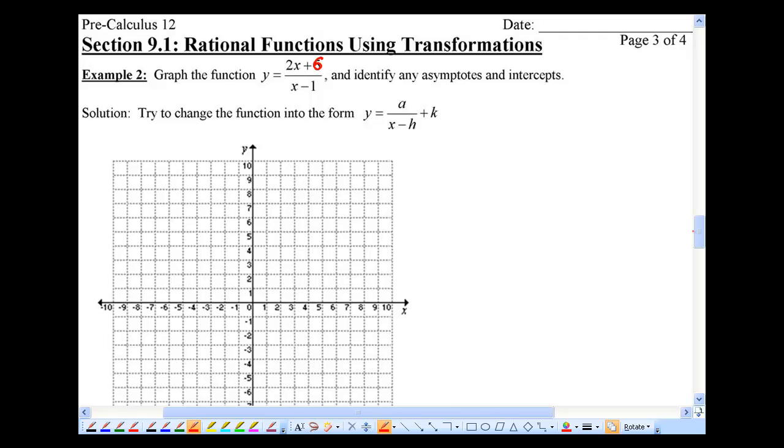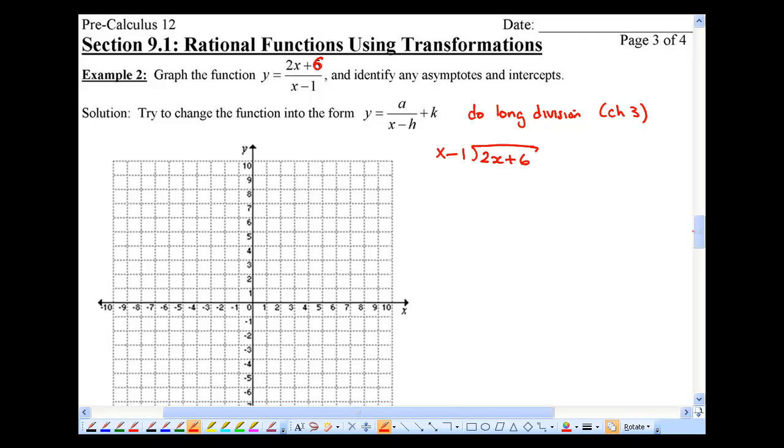To do this, we have to do some long division. We did stuff like this before in chapter 3, so if you forgot, go back to chapter 3. I'll set it up as x minus 1, and you're going to take the 2x plus 6 and divide it into that. This is like that polynomial division, chapter 3 stuff, factor theorem.